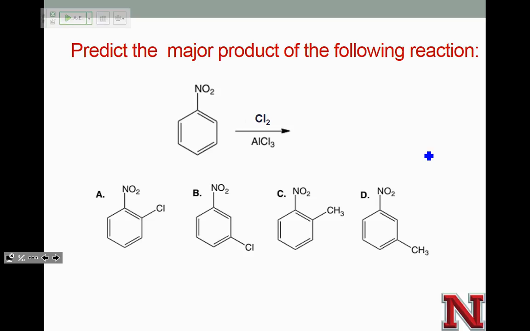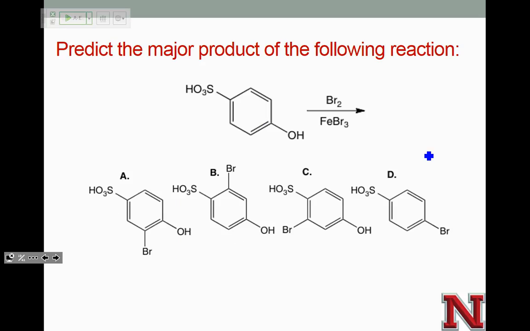So if we're looking at this one, NO2 is an electron withdrawing group, so it's going to be meta-directing. So that'll be B. That's our only functional group there. And again, we're adding Cl2, AlCl3, so we are adding chlorine. So these are wrong because that's CH3. That's not what these reagents want. There's no carbons here, so there can't be any extra carbons in our final product. So that is a chlorination.